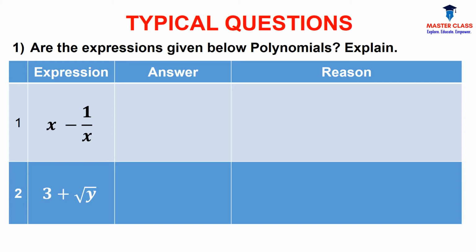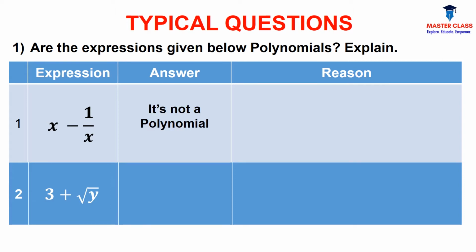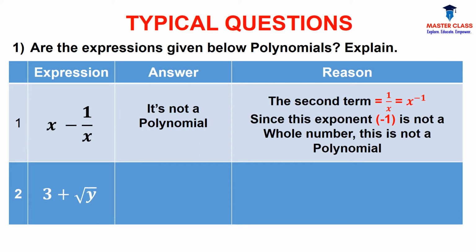Question 1 asks us, are the expressions given below polynomials? Explain. The first expression given is x minus 1 upon x. This expression is clearly not a polynomial, so we write it's not a polynomial. Since the question asks us to explain our answers, we have to justify our answer. Therefore, we can write the second term is equal to 1 upon x, which is equal to x to the power of minus 1. Since this exponent minus 1 is not a whole number, this is not a polynomial.